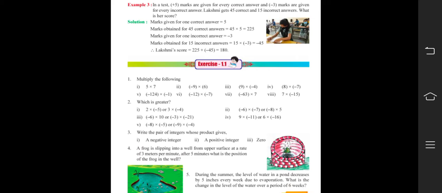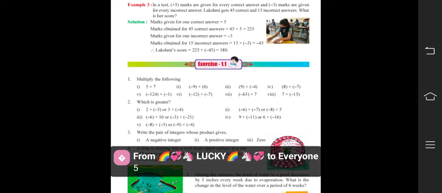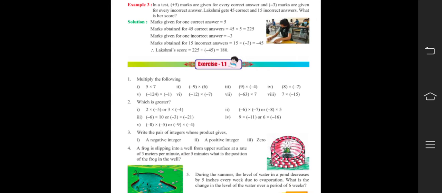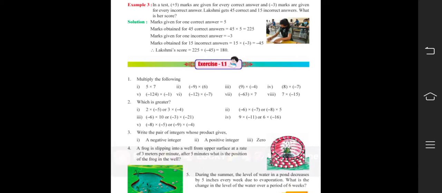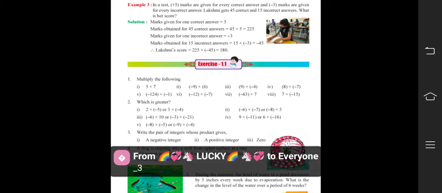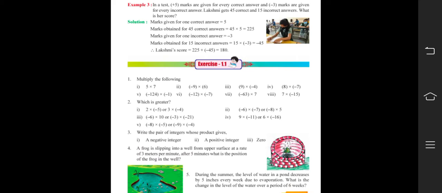Next, marks obtained for 45 correct answers. Lakshmi gets 45 correct answers, so 45 into 5, how much? 225 marks. Marks given for one incorrect answer: minus 3 marks. Marks obtained for 15 incorrect answers: 15 into minus 3. That means 15 threes are 45, one negative is there, that's why minus 45.